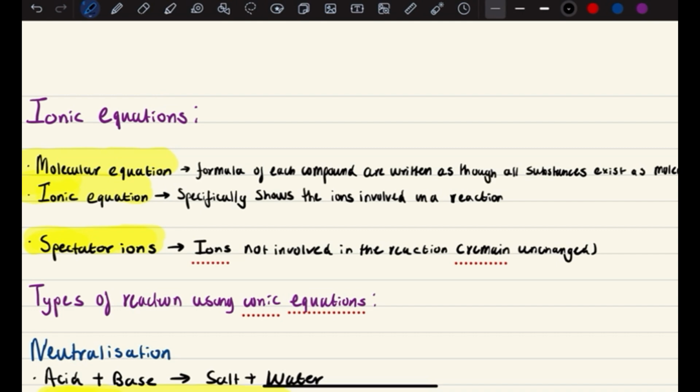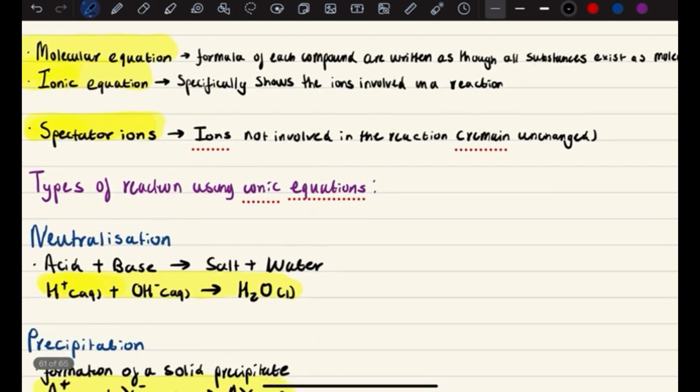In an ionic equation, we only really want to show the ions that are involved. That's going to link to your concept of spectator ions, which are the ions that are not involved in the reaction. They remain unchanged. You are going to see spectator ions. We'll get into it.